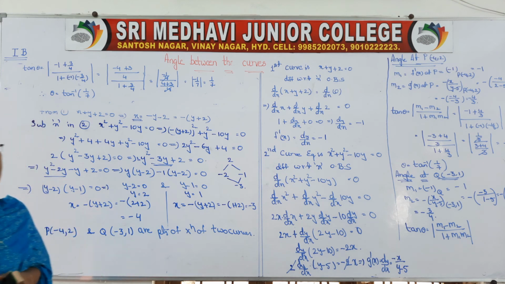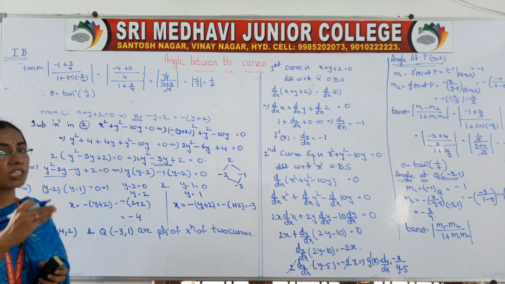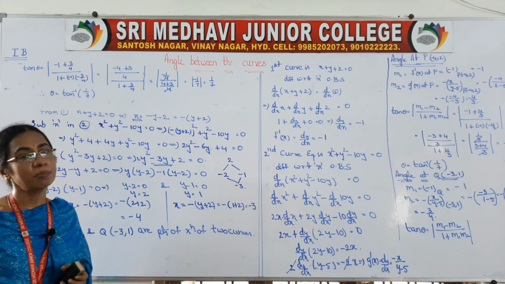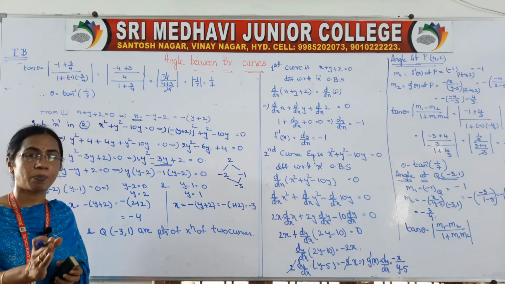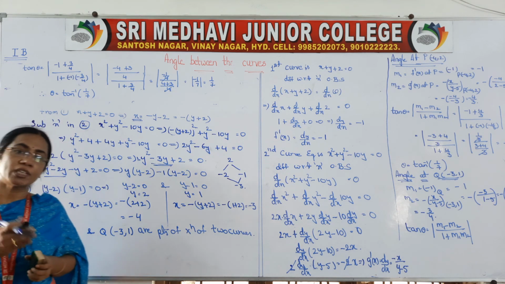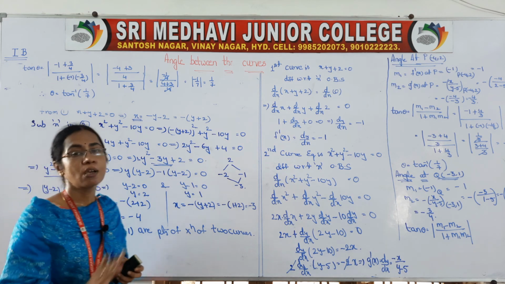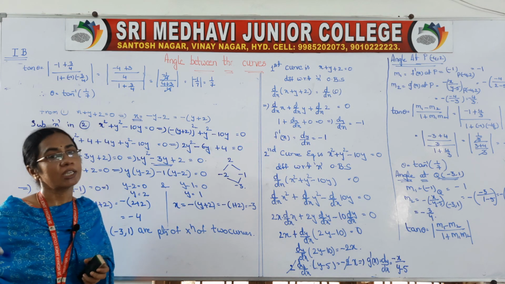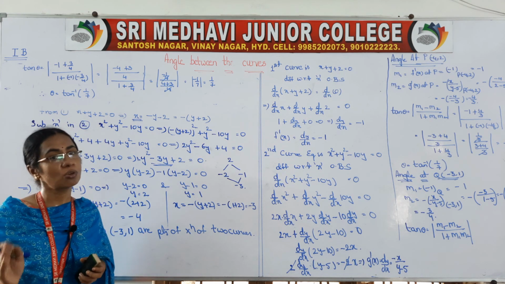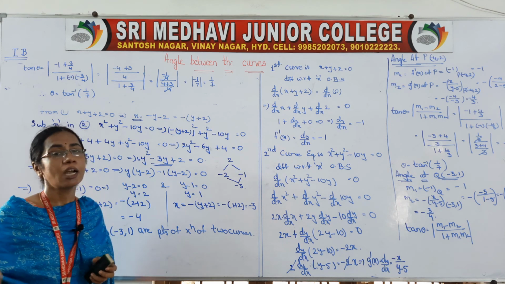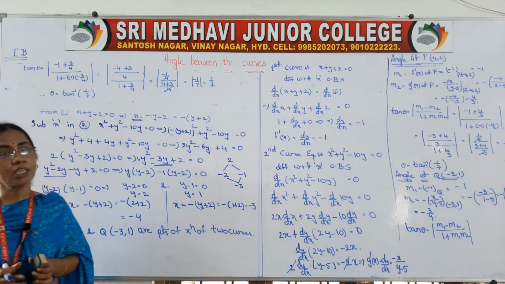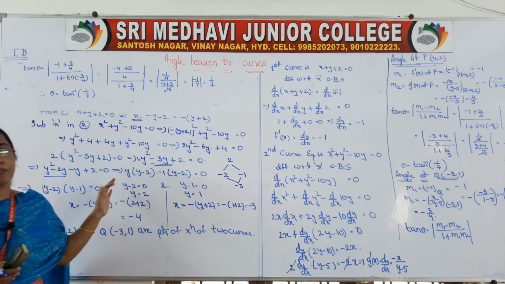Why do we find both? Here our curves are intersecting at 2 points. Sometimes they will intersect at only one point. So at that point find out m1, m2 and apply the formula. That is over. But if the points of intersection are 2, we have to find the angle at 2 points. Okay. So this is a most repeated 7 marks question.